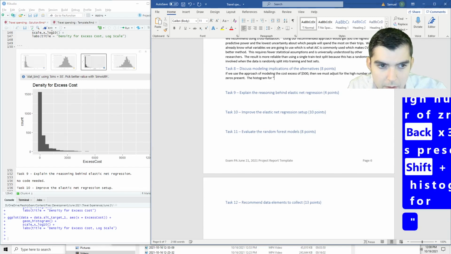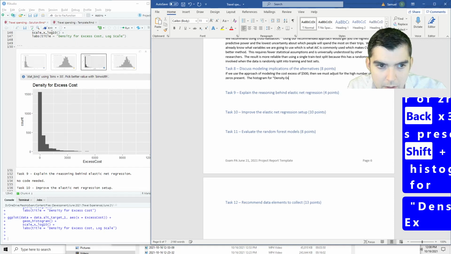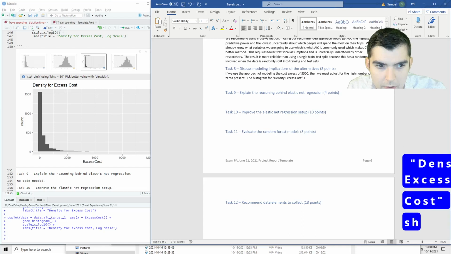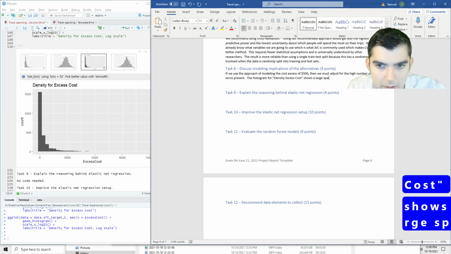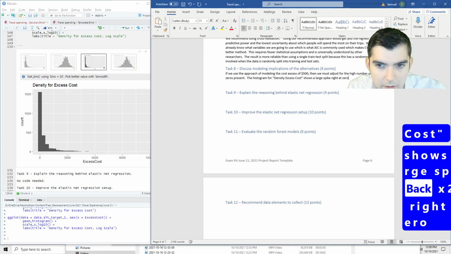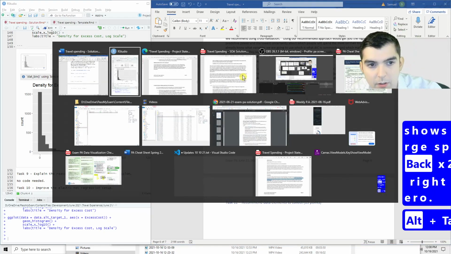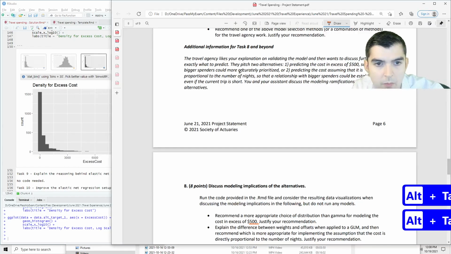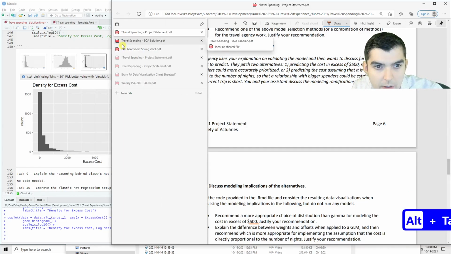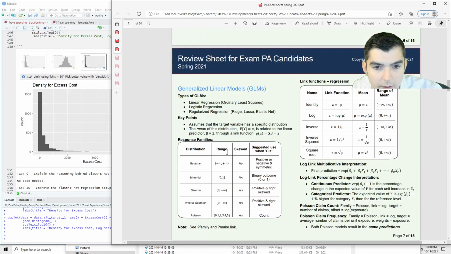The histogram for density of cost shows a large spike right at 0. So there are different ways that you could do this. If you were to look at the cheat sheet, you see info for positive and right skewed. So that's the gamma and the inverse Gaussian. And then we have these two models.